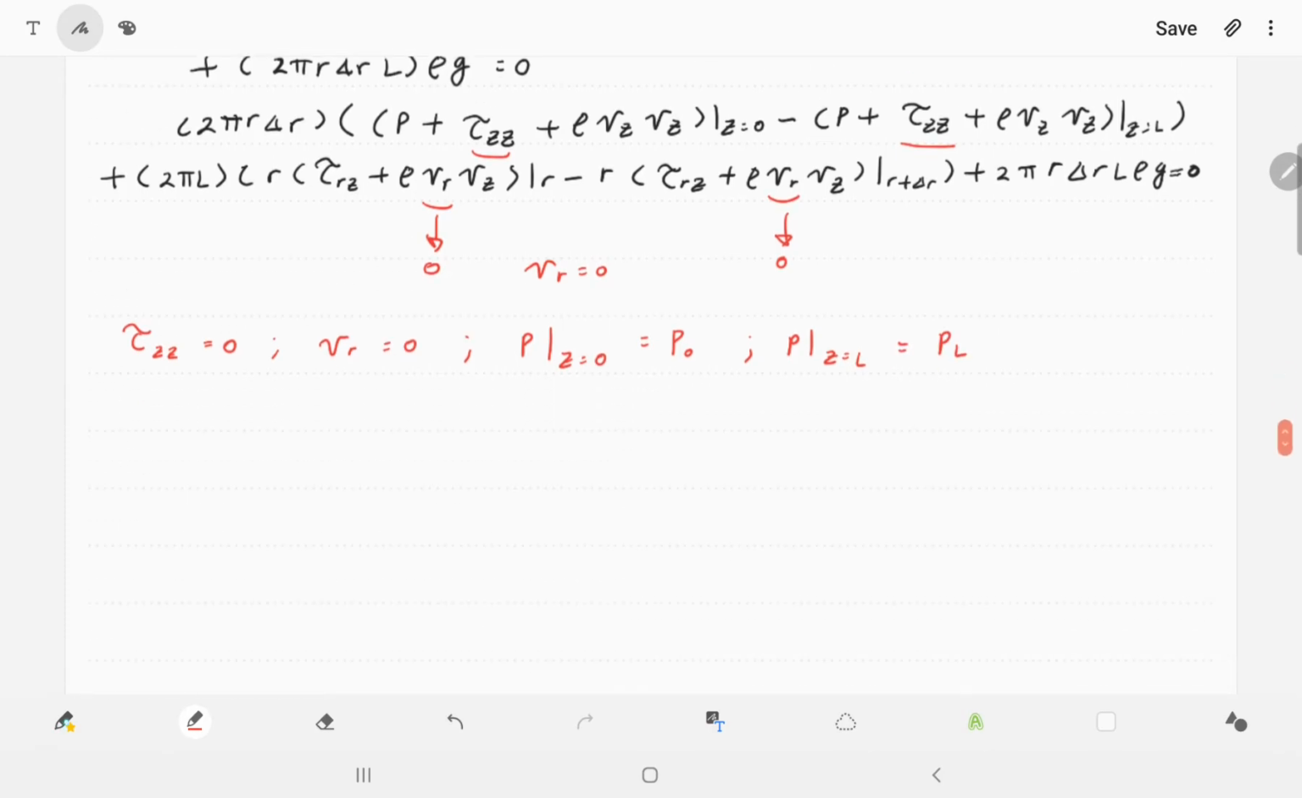And additionally, we can also define another quantity. This quantity is defined as the modified pressure. It's a quantity that will make our final expression easier.